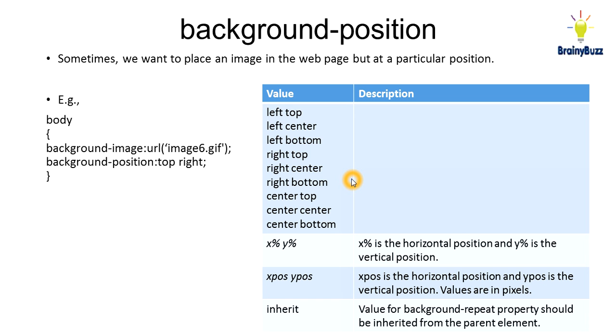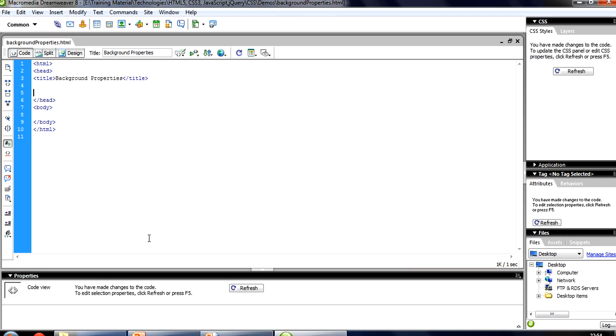So now we have the background position. Sometimes we do not want our image to repeat and we want it to be present at some specific position. So for this, the background position property will be used. I'll show you a demo for it.